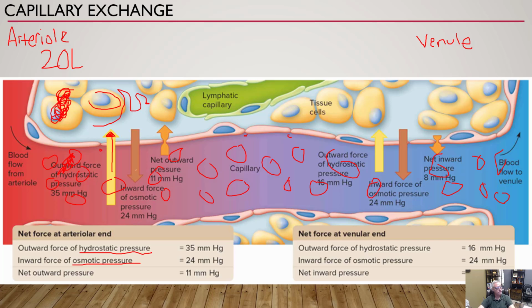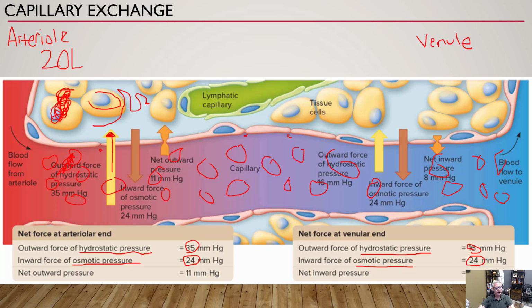Now, because we've pulled all of this water out, once we get to the venule side, we don't have as much water. So now the hydrostatic pressure is not as great on the venule side. You can see that the numbers here have really decreased from 35 to 16. And because large proteins don't get filtered out, our protein pressure is going to remain the same.